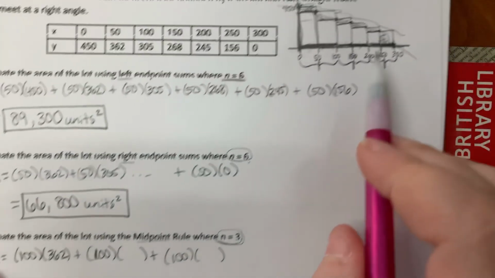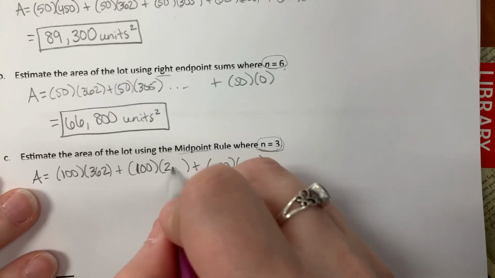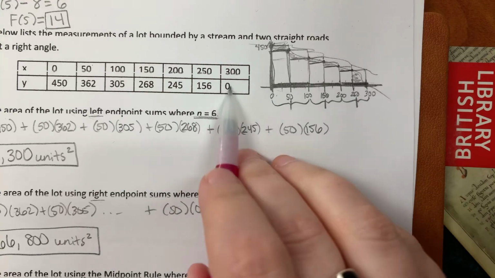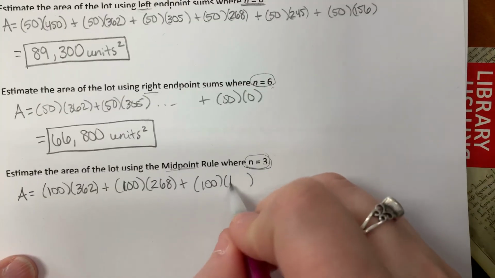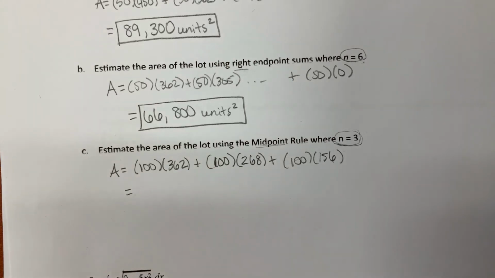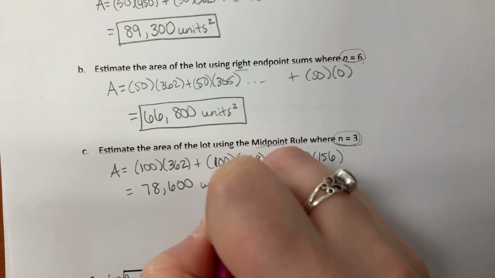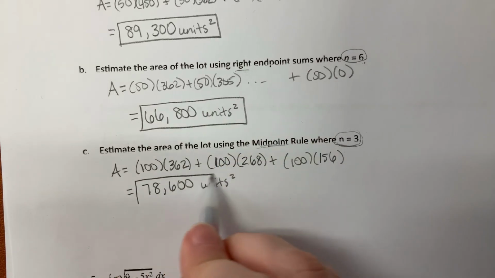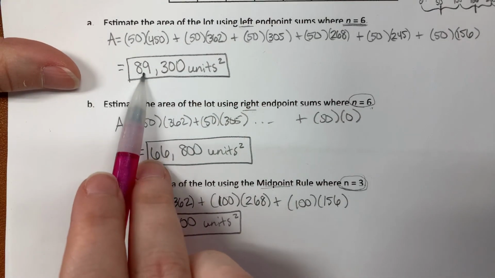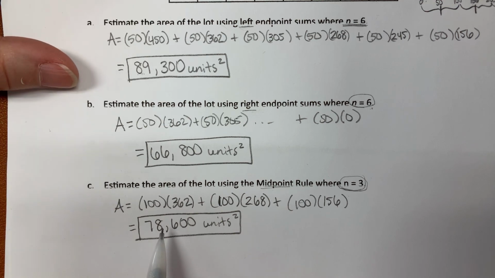My second height was at 150. At 150, I'm at 268. My third one, my height was at 250, so I'm using 156. And if I multiply those and add them up, I end up with 78,600 units squared, which again, I told you this one should be a more accurate representation. If you look at these, this one was an overestimation, this was an underestimation, this one is more accurate. So it's right in the middle.